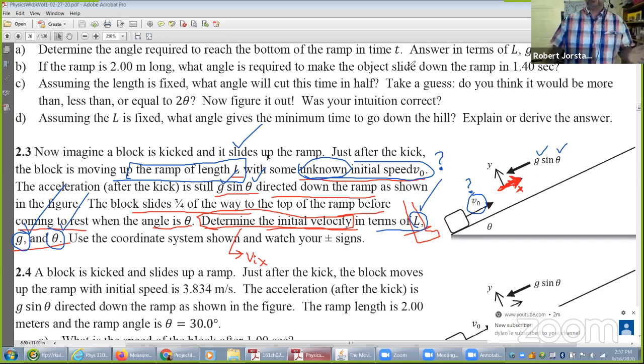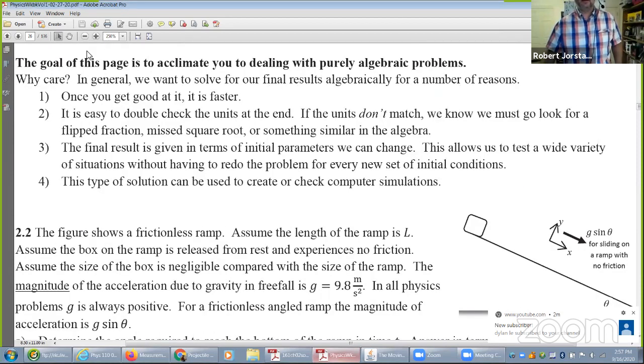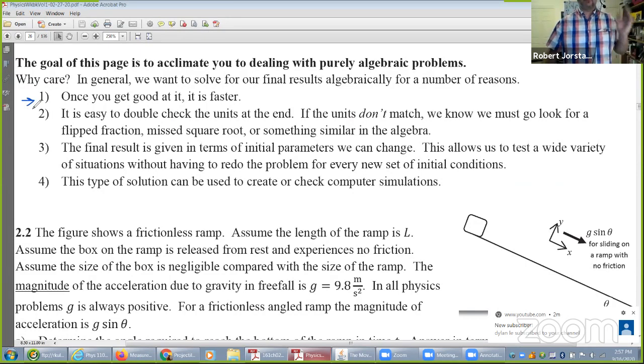Why do we do problems like this? If I could go to the top of this page, I will show you why. You don't like it? I don't care. You've got to get good at this because it's the right way to do things. Why? One, once you get good at it, it's faster. Two, it's easier to check your work. Three, this is given in terms of parameters we can change, so you could use this to make a design. You're probably taking this class because you want to be an engineer or maybe a computer scientist. You want to be able to change the numbers afterwards so you can test different cases and compare them.